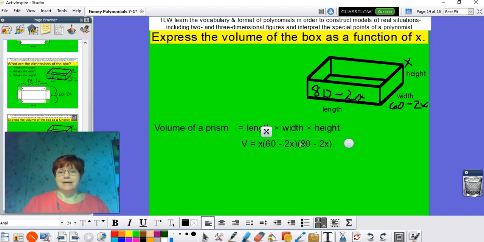But recognize that in the future, you may have to multiply these together. You may have to FOIL. So if you have to FOIL, you FOIL. But at this point, you don't have to FOIL. I'm going to do it anyway just to review. So we're going to have 60x minus 2x squared.